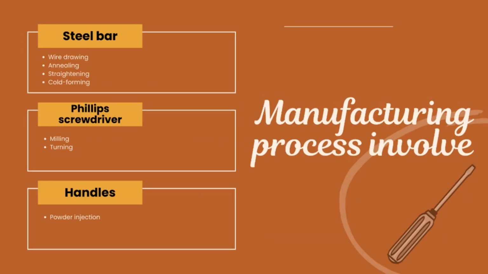There are many steps of manufacturing process and technology involved in making a Phillips screwdriver. In the making of a Phillips screwdriver, it is divided into three parts, which are the steel bar, the Phillips screwdriver tip and the handle. The first process is wire drawing.